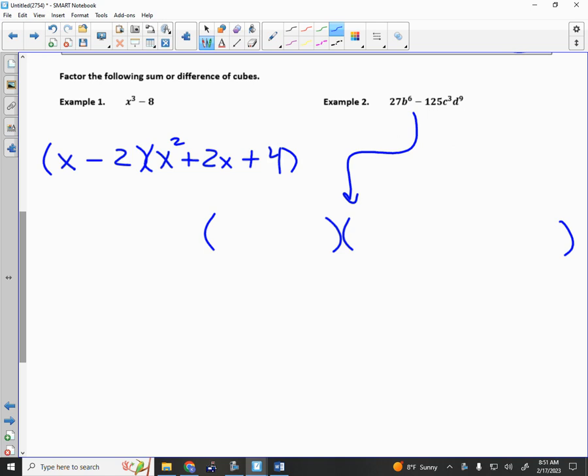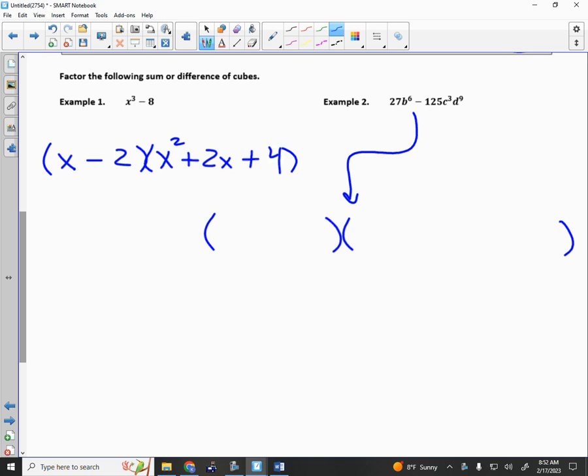I recognize that it's cubes because 3 times 3 times 3 is 27, right? And 5 times 5 times 5 is 125. Then b to the 6th, that'll be a b squared. C to the 3rd is c. D to the 9th is just d to the 3rd. Yep, so we see all cubes there.